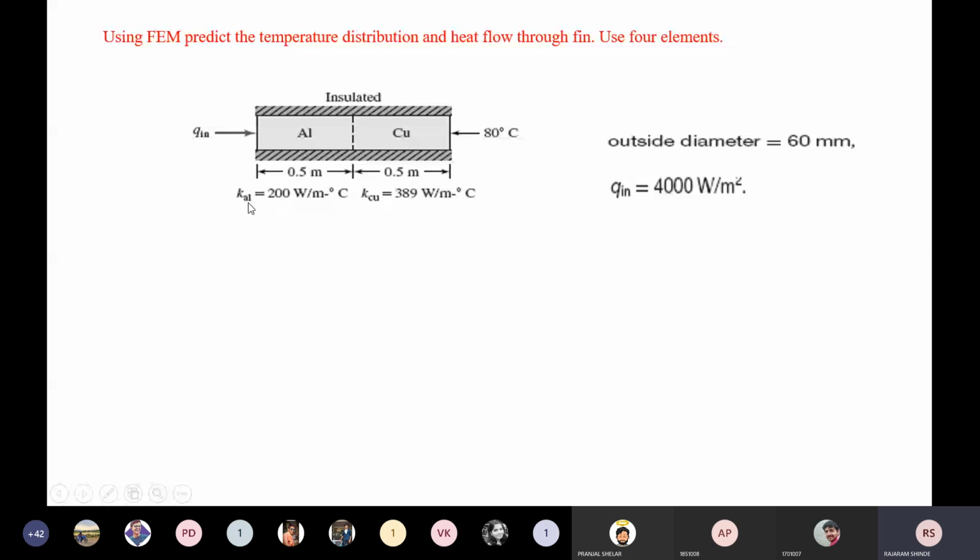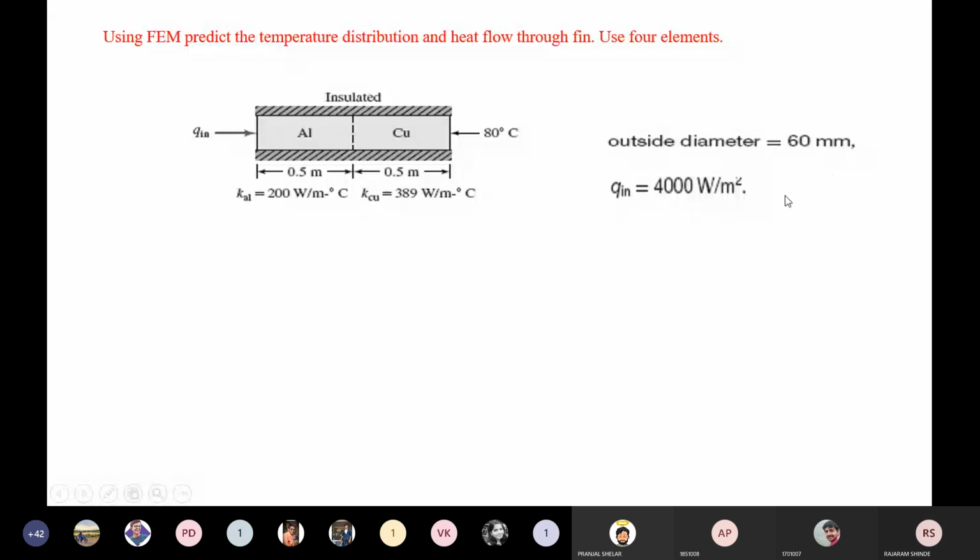Now conductivity of aluminum is given. It is 200 watt per meter degree centigrade, and copper it is 389. Now Q in is given. That means heat flow inside this surface is given. Now it is in terms of heat flux. You see here, Q in is 4000 watt per meter square. It is not heat flow. Heat flow is in unit of watt only, and if you use heat flux, it is watt per meter square. Diameter is also given, 60 millimeter.